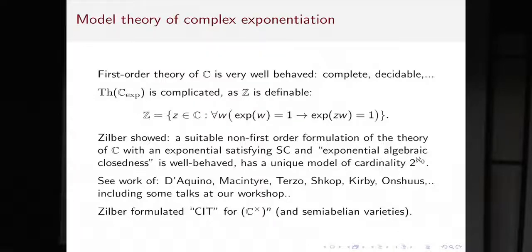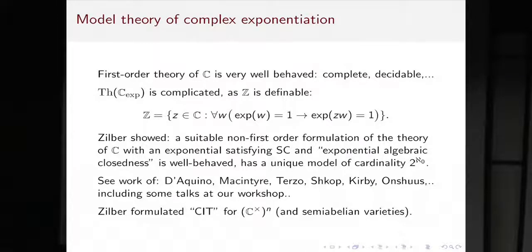But Boris Zilber showed that if you move to a suitable non-first order formulation, then you can somehow fix the integers. You can contain the trouble, if you like, that they cause. And you can make a model theory in a certain non-first order setting and create something that looks like a theory of an algebraically closed field of characteristic 0, which has an exponential satisfying Schanuel's conjecture and some other properties, and which is very well behaved.